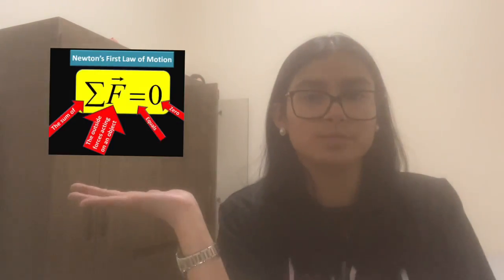The first law, the law of inertia, explains that an object will stay at rest or keep moving at the same speed and direction unless a force acts on it. And its formula is the summation of all forces equals 0.